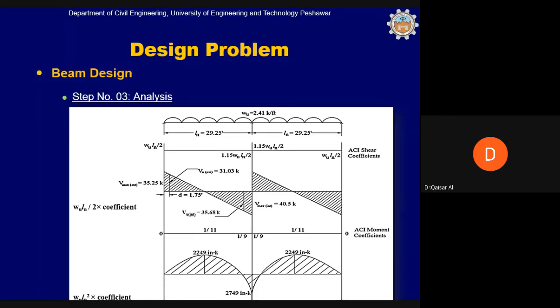If you feel you have a question, you can stop me and ask. Now start drawing the shear force and bending moment diagram. I will give you 10 minutes to do this and start designing, and then we will discuss the design steps.